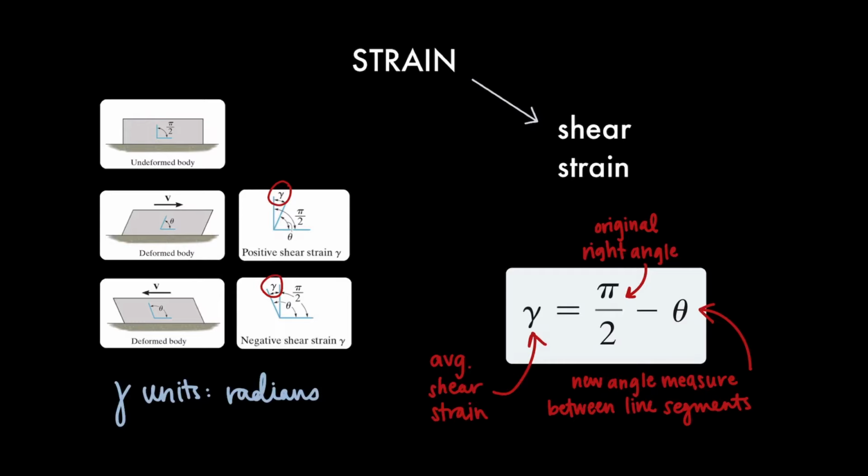Shear strain is also technically dimensionless because it's written in radians. If the value of shear strain is positive, then theta is now an acute angle, and if the value is negative, then theta is now an obtuse angle.